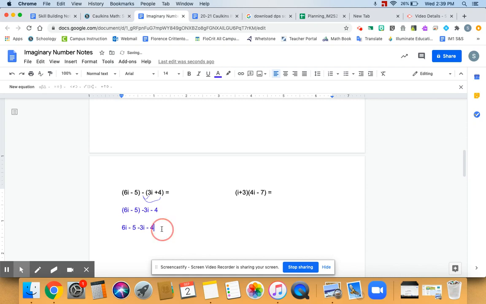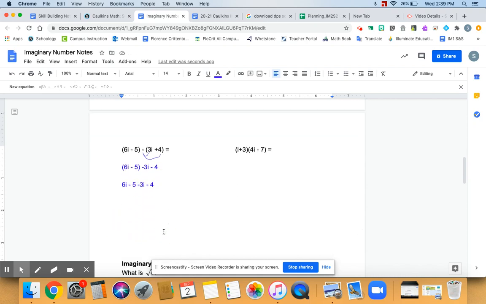Now looking at this, I just have to put my things that are the same together. For example, I have these 6 i's. Do I have any more i's later on? I do. Right here I have minus 3 i's. So I'm going to put those by my 6 i's and combine those two together. Then if I take my just number term, do I have any more just number terms? Yes, this minus 4 later on.